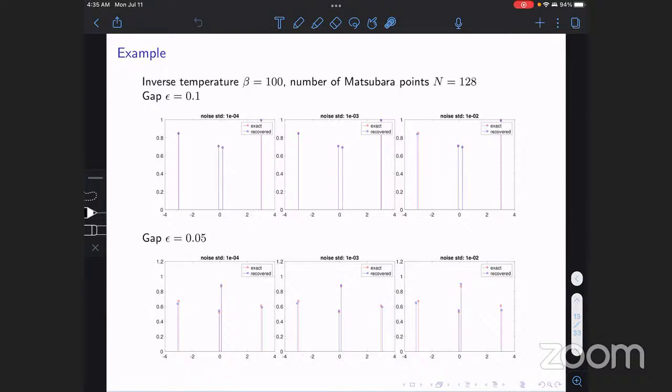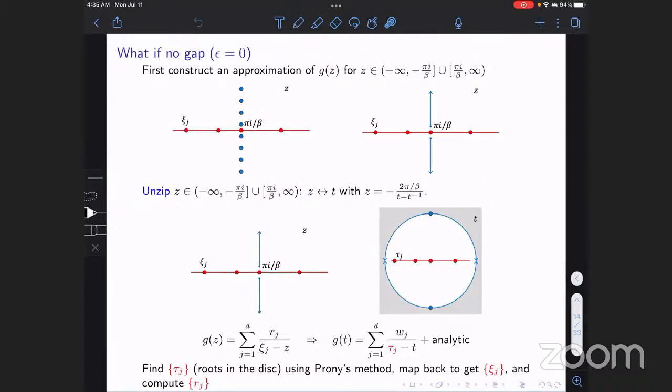Now I'd like to make one comment. Previously I made the assumption that there is a gap epsilon greater than 0. However, what if there is no gap? What this means is that potentially I could have a pole which is very close to, or even exactly at, the origin on the real axis. In this case, I will not be able to consider the strip from minus bi to bi, because the function can potentially fail to be analytic on this strip.